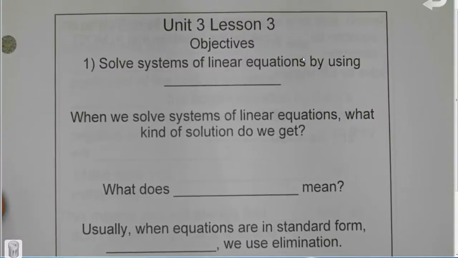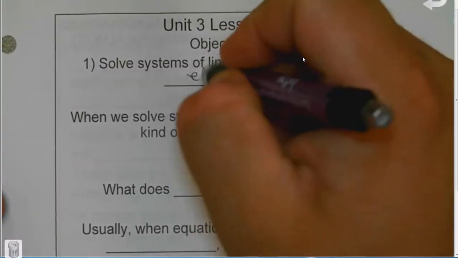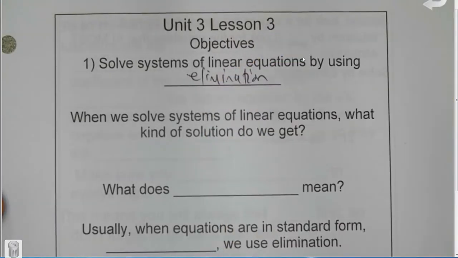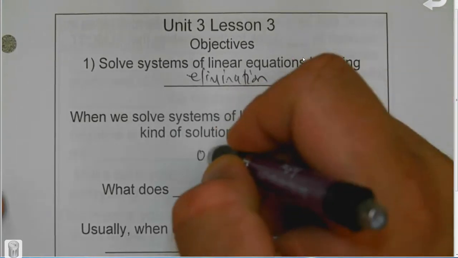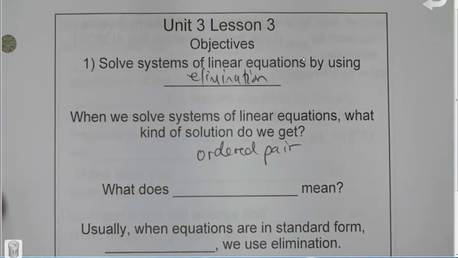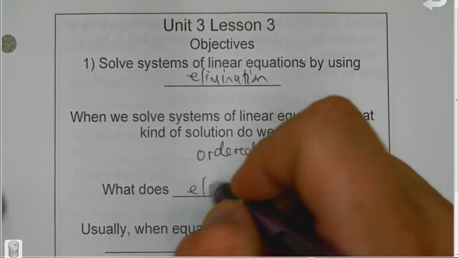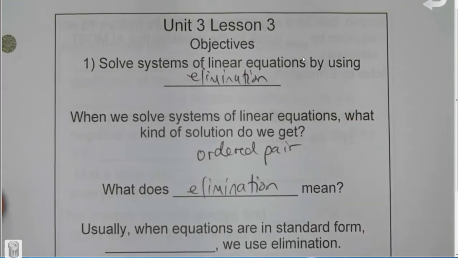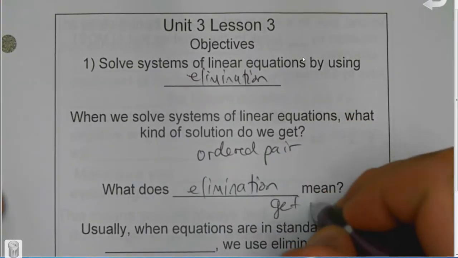Today we're going to solve systems of linear equations by using elimination. Two days ago we did graphing. Yesterday we did substitution. We always get an ordered pair. Okay? Now, what does elimination mean? Yesterday we covered that substitution meant replace something. Elimination means we want to get rid of something.